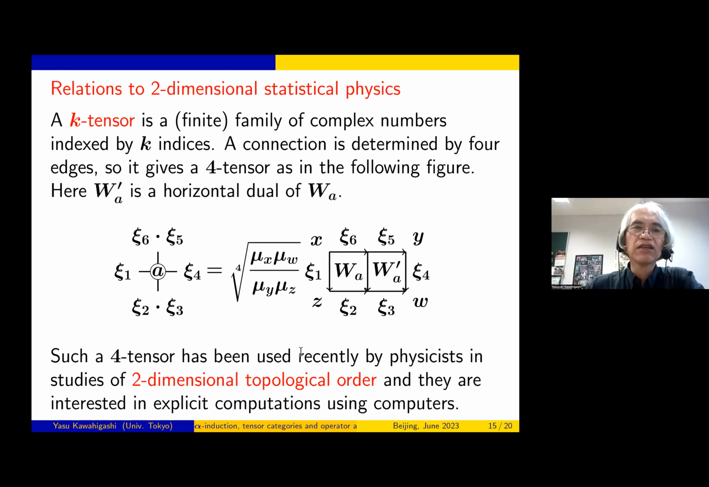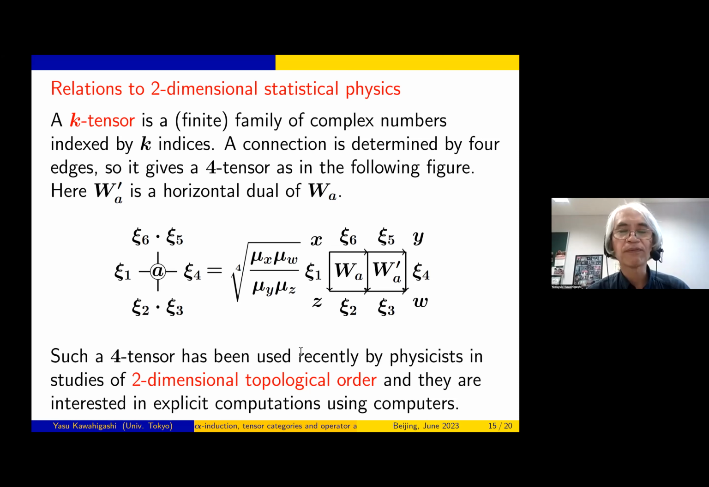So in a general setting, we have a theory of tensor networks. A K-tensor is a finite family of complex numbers indexed by K indices. In our setting, this connection is determined by 4 edges, so this is a 4-tensor. An ordinary vector is a 1-tensor because it's given by 1 index. And also an ordinary matrix: the matrix entries are given by A_JK, so we have 2 indices, so this is a 2-tensor.